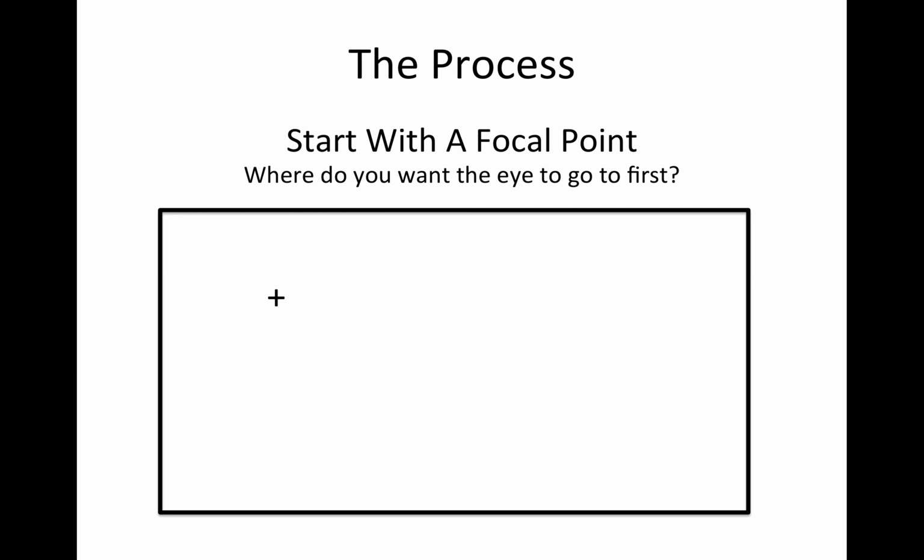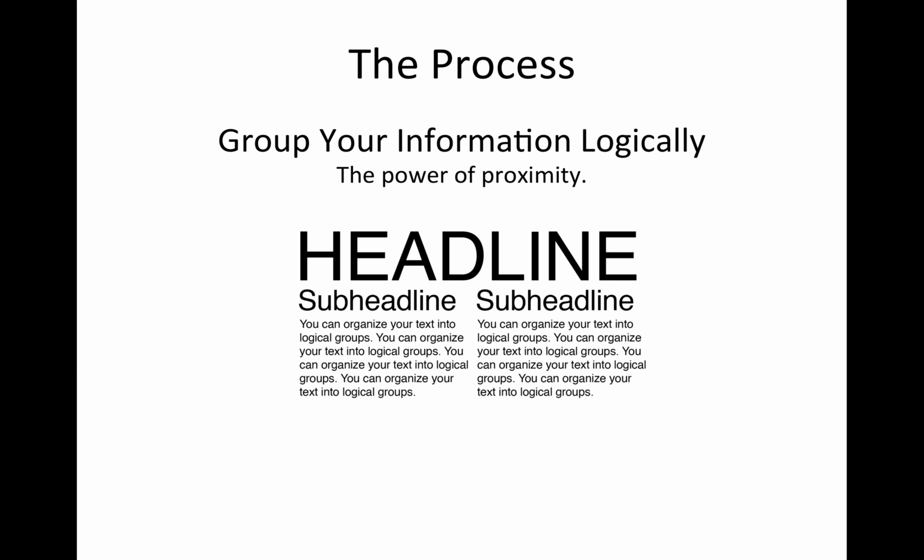When we're thinking about fonts, let's talk about the process of doing it. So start with a focal point. Where do you want your eye to go first? Then you want to group your information logically. Think about the power of proximity. With this example, we read the headline first, and then we choose one of the two sub-headlines on the left or right, and then we would follow down that column vertically based on the one that we choose.